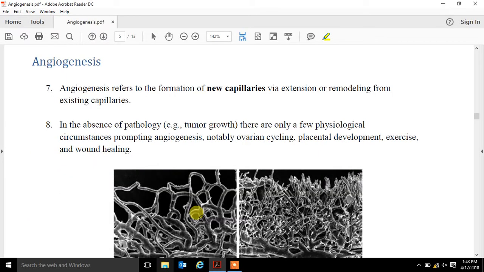What we're going to spend most of today's class dealing with is angiogenesis, which is the formation of new capillaries via extension or remodeling from existing capillaries.